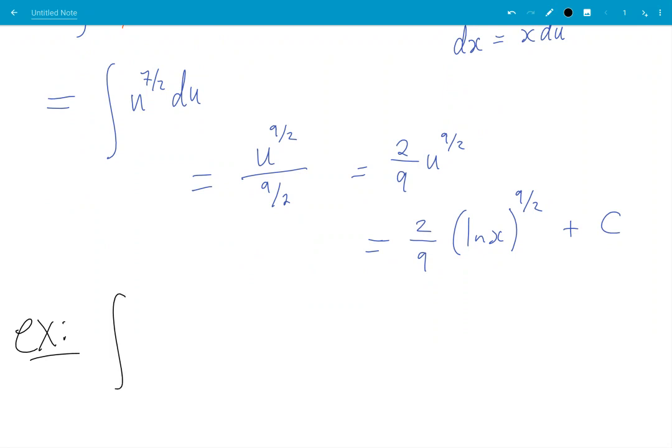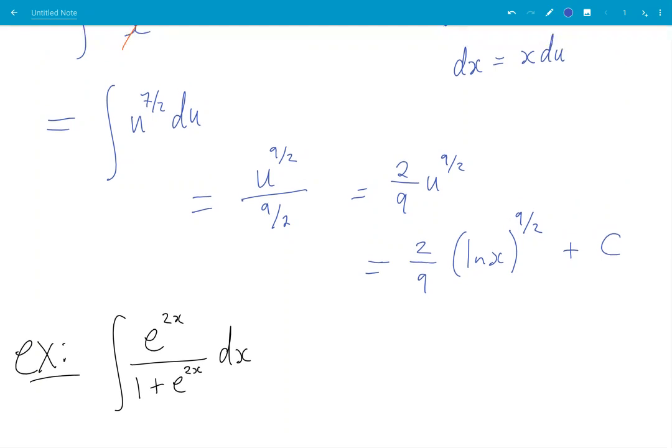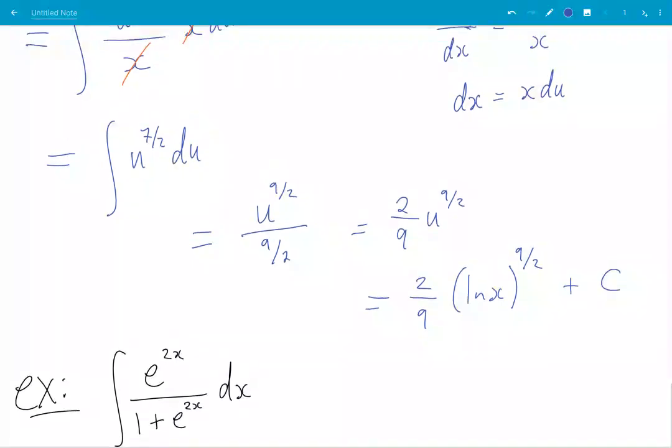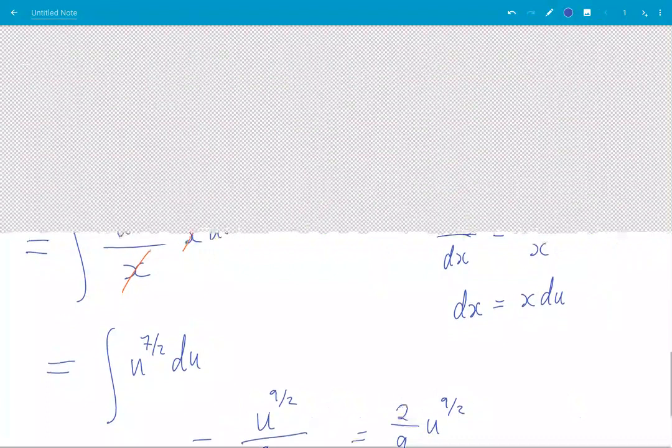How about e to the 2x all over 1 plus e to the 2x dx. Now, choices. Let's have a look at something we did above.